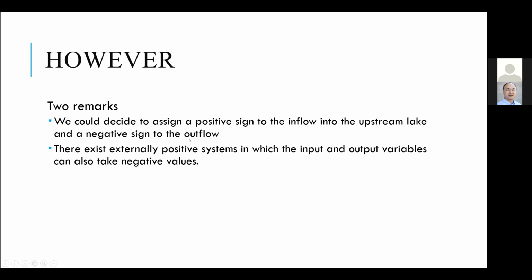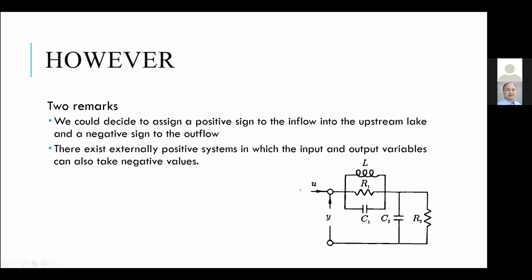The second one is the externally positive system, in which the input and output variables can also take negatives. Here's an example, a circuit. You input U as a current, and the output is a voltage Y. If you put in a positive U, you always get a positive Y. But you can also give a negative current, and you are going to get a negative Y or positive Y. So the positive system can also take negative input, but the result is unknown. So we need more theorems to support this definition.